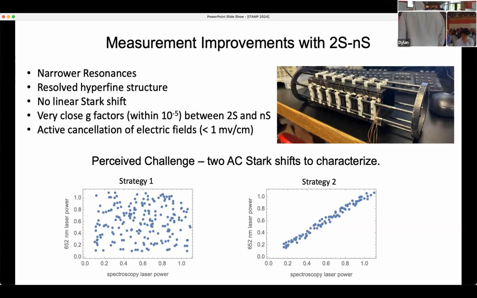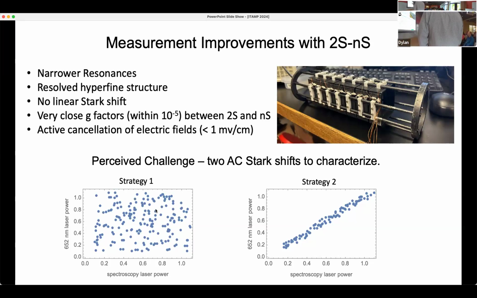And typically when I've given this talk to people that know about precision measurement, they think it's a terrible idea. One of the reasons is they say, well, you used to have one systematic effect, and now you purposefully introduced a second one. So now we have to characterize the AC Stark shift of both of these beams individually, and they say there must be a huge penalty for this.